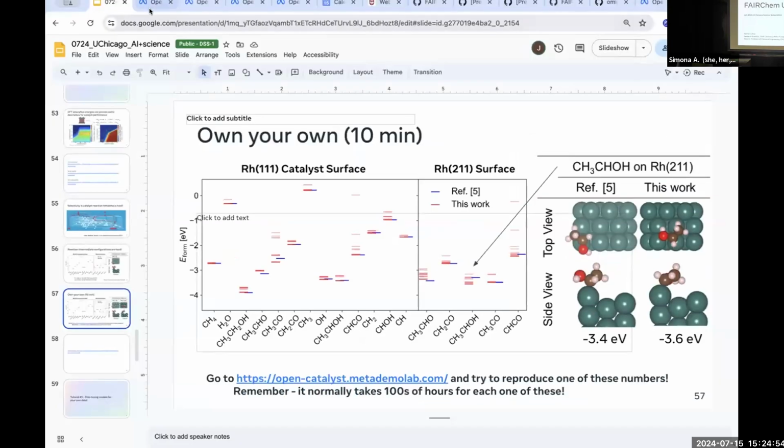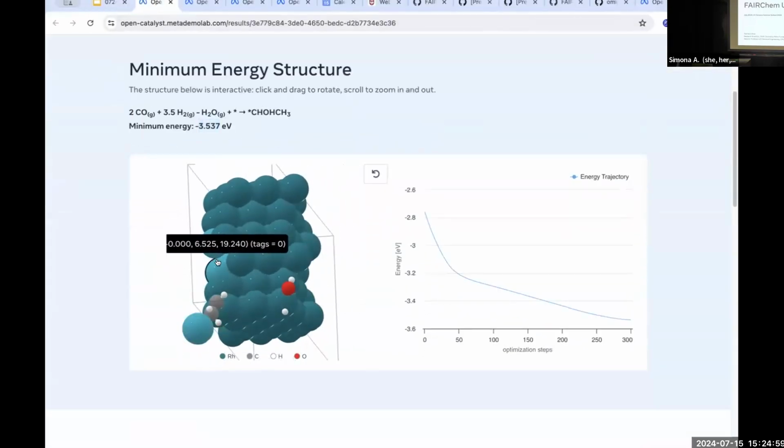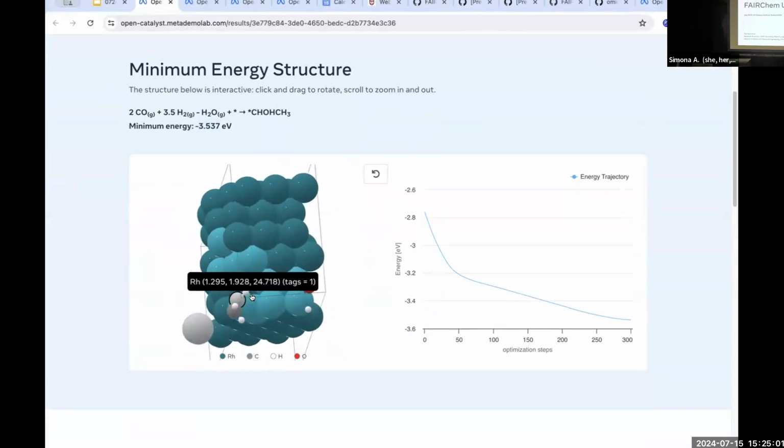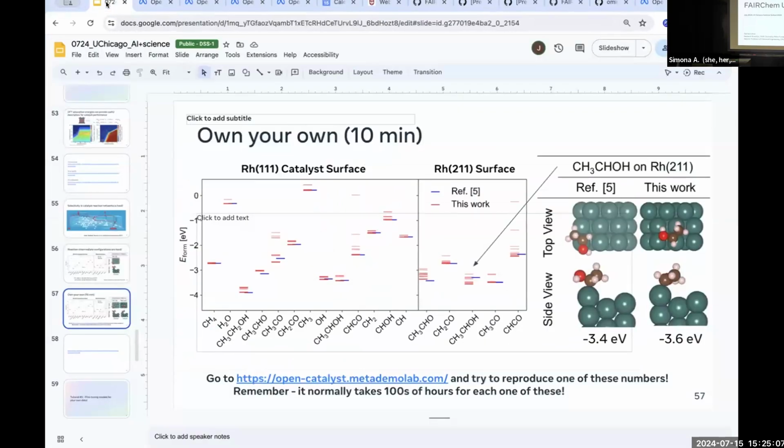If we go and look at the one that I just loaded, you see a periodic boundary condition repeat. These things go off the side, but the CO is also along the step. And so the number is basically spot on. It's the right configuration.